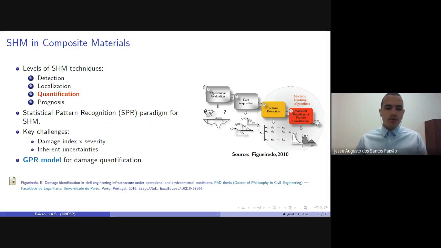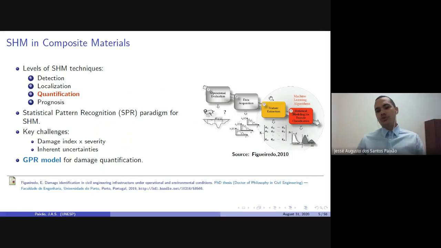almost all structural health monitoring techniques can be cast into the statistical pattern recognition paradigm for SHM, illustrated here in this figure, which divides the SHM technique into a 4-step process. The first step is the operation evaluation, where we evaluate the structure, the operational conditions and the type of damage that we are interested in. The second step is the data acquisition, where we define the type of data that we acquire from the structure. The third and fourth steps will be the focus of this work.